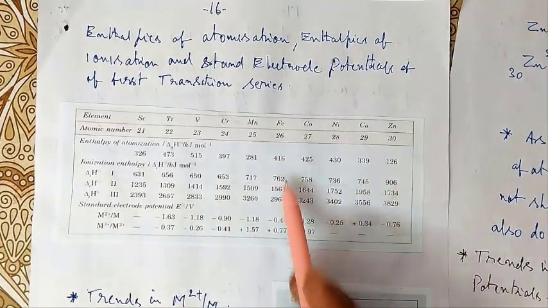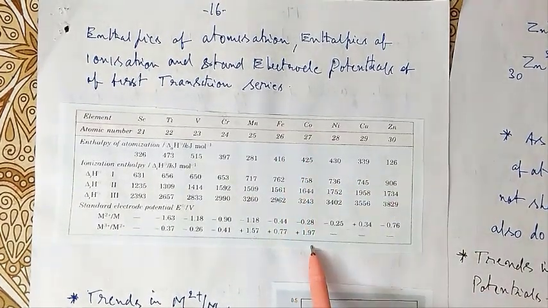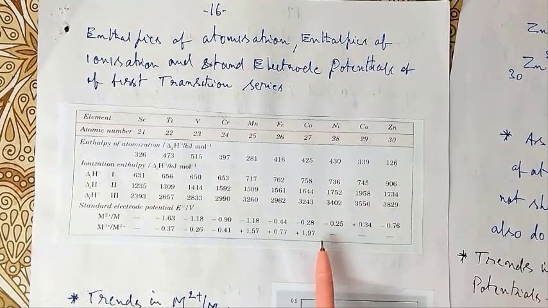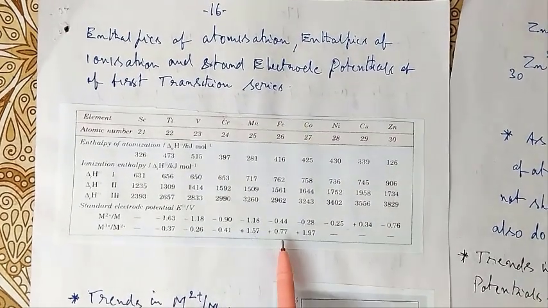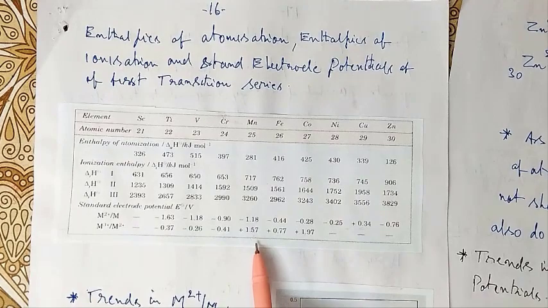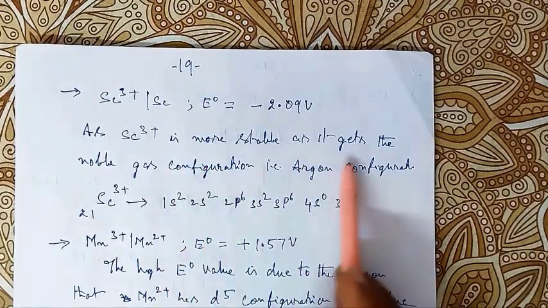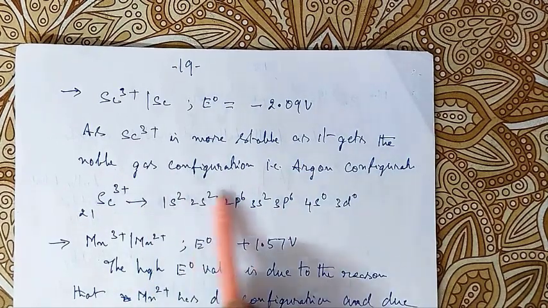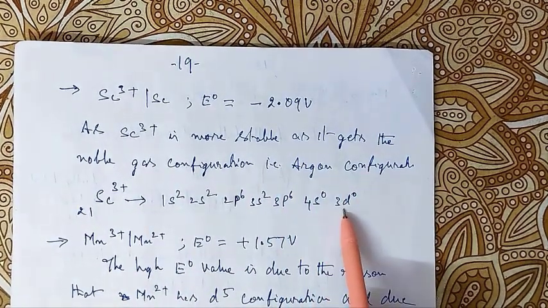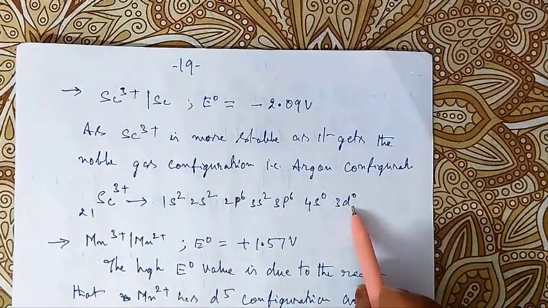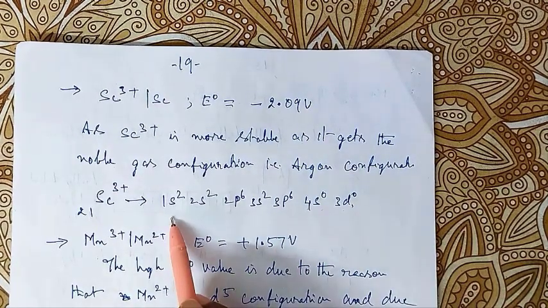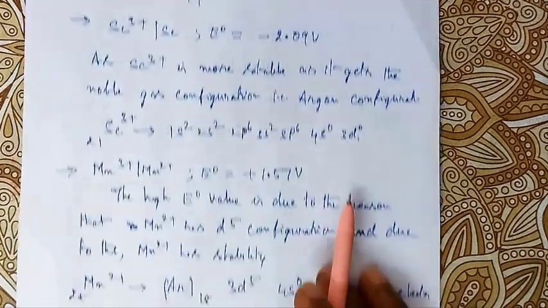In the same manner, iron, cobalt also. Because in M2+ ion it is more stable as the d orbitals are half filled. As Sc3+ is more stable as it gets the noble gas configuration, that is 3d0 here, 4s0, 3d0, the noble gas configuration, that is argon configuration.